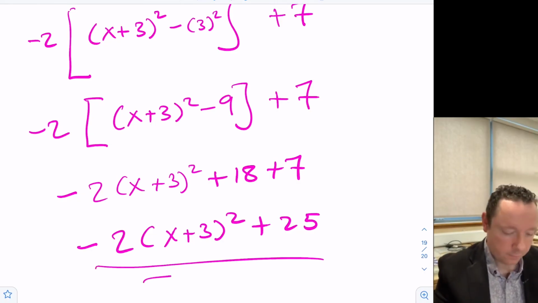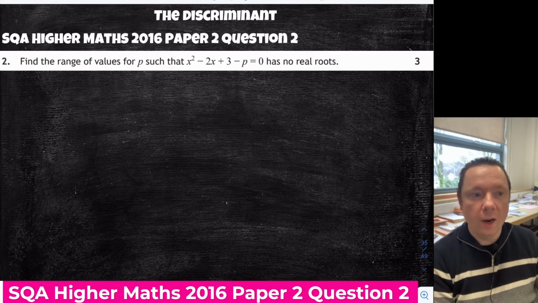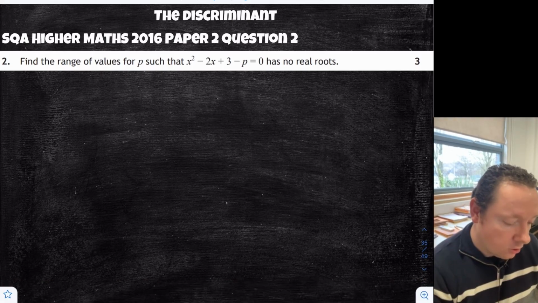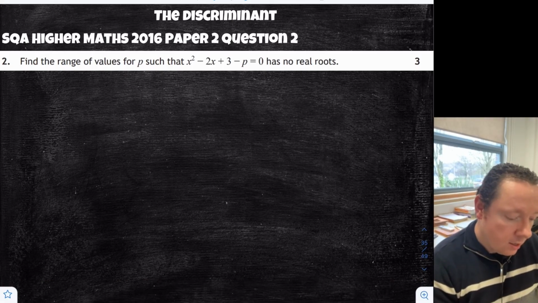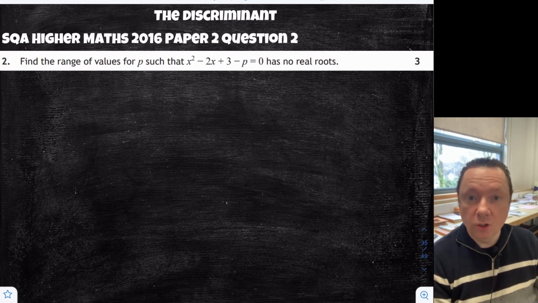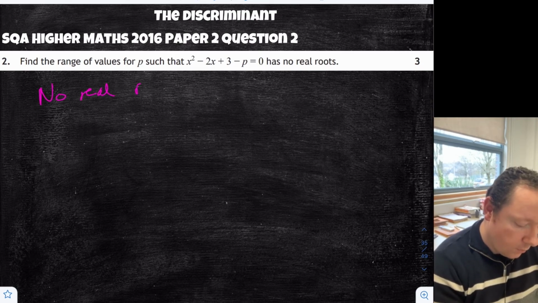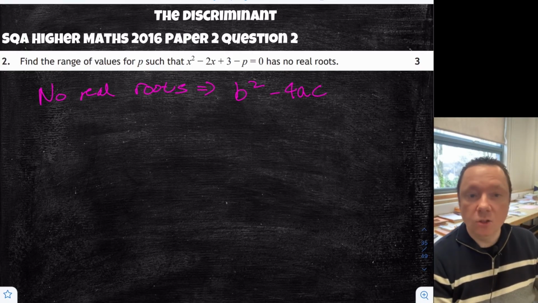And we're done there. Looking at the discriminant, SQA Higher Maths 2016, Paper 2, Question 2. Find the range of values of p such that x squared minus 2x plus 3 minus p equals 0 has no real roots. So for no real roots, that implies that b squared minus 4ac is going to be less than 0.